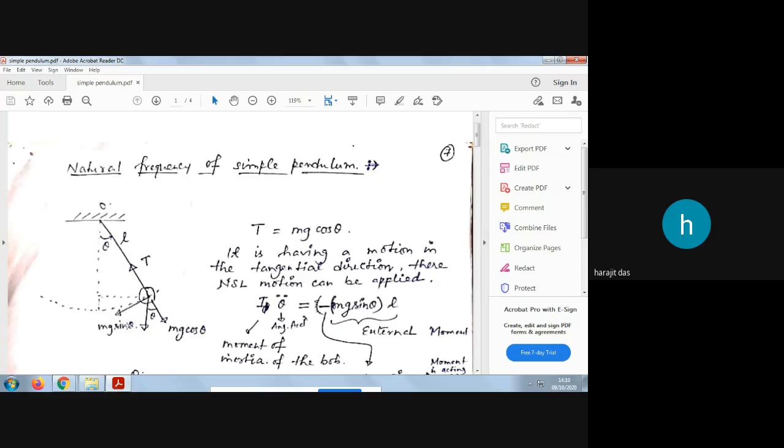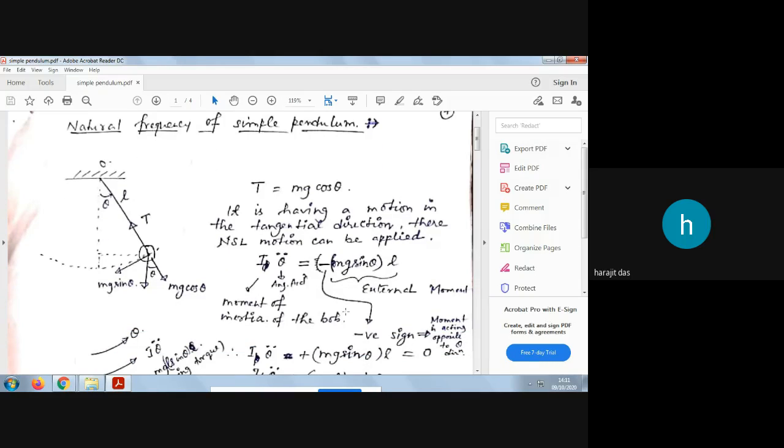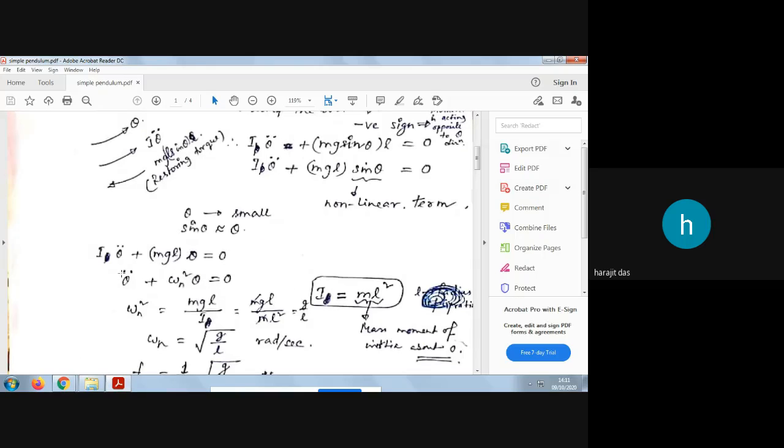So mg sin theta multiplied by L will give you the moment, and its direction is leftward, that is why the minus sign is there. So I theta double dot equals minus mg sin theta into L. If you rearrange the terms and eliminate the non-linear term, sin theta, then finally you will get an equation just like this: theta double dot plus omega n square theta equals 0. So this is the equation of motion for a simple pendulum.